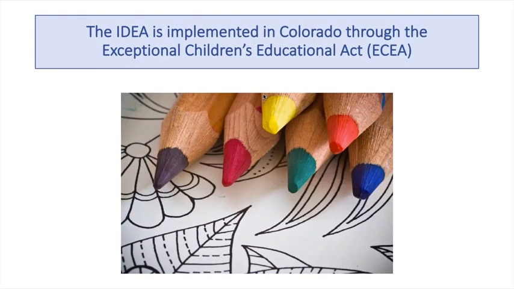And I wanted to touch on the fact that in Colorado, the IDEA is implemented through a state law known as the Exceptional Children's Educational Act, the ECEA. And the reason why I decided to use a picture of a coloring book and some colored pencils is it's pretty, but also I wanted to have a good visual image for how the federal and state law work together. So IDEA, federal law, has some bedrock parameters that states have to comply with, but also in the IDEA, there are various areas where states have some discretion.